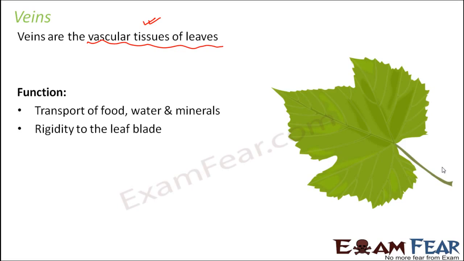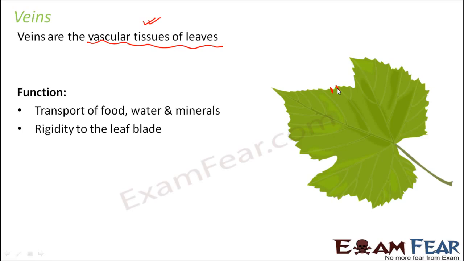They also provide rigidity to the leaf blade. Now if you see these veins, they are quite strong or quite rigid when compared to the other portion of the leaf. If you take any leaf in your hand, you will see that it becomes very easy to tear the leaf from here. But it is not that easy to tear the leaf from the vein, because the veins are a little rigid. So you need to give a little more pressure to tear it from that portion, right?